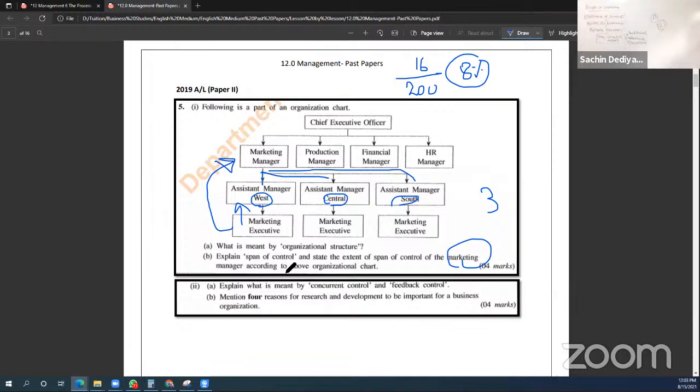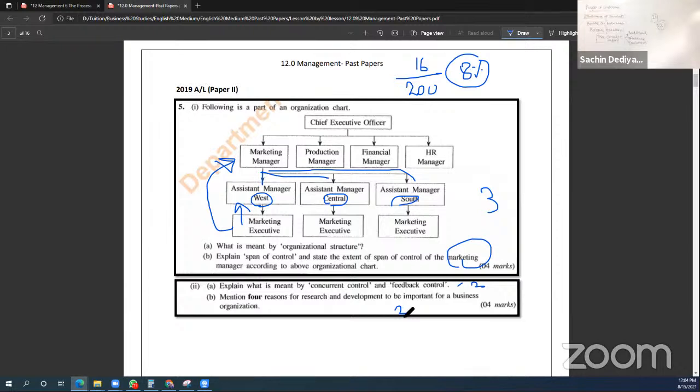Something that we study today, explain what is meant by concurrent control and feedback control. Now something like an open-ended question, they ask you to explain. Here there are 4 marks, divided into 2 marks and 2 marks, right? How do you get the full marks for these? Concurrent control, you explain and provide an example, so just 2 marks done.